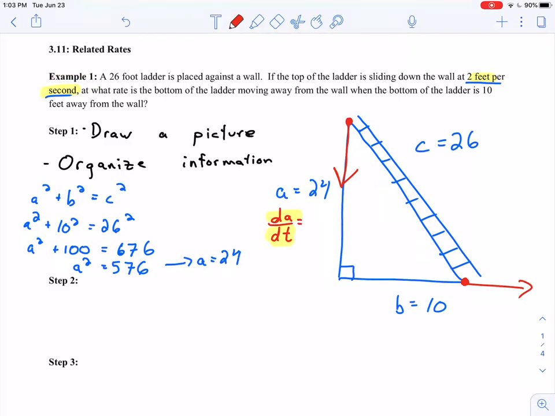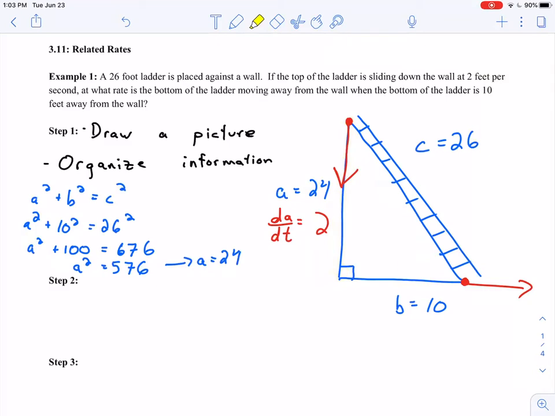So, okay, what else do we know? Let's clean this up a little bit here. Let's erase this. All right. So we know that this side is sliding down the wall at 2 feet per second. So I would expect most of us to say, well, this side is 2. And you would be almost right. But think about what's happening to this side over time. As time moves forward, what happens to that side?